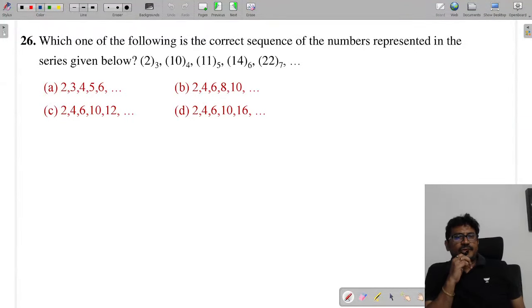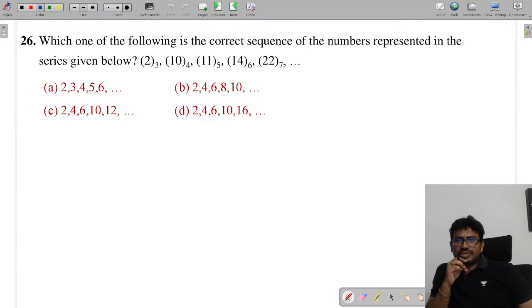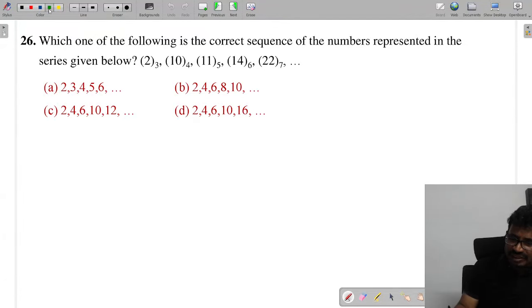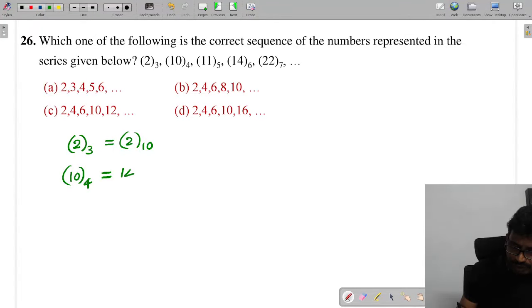Next one. Which one of the following is the correct sequence of the numbers? Okay, they gave the data, so they are asking for these numbers in what form? 2 is given in base 3, 10 is given in base 4. Now let us convert into decimal form. In base 3, that is also equal to 2 in base 10. Next, 1 0 in base 4, which is equal to 1 into 4 power 1 plus 0. So this value is equal to 4.